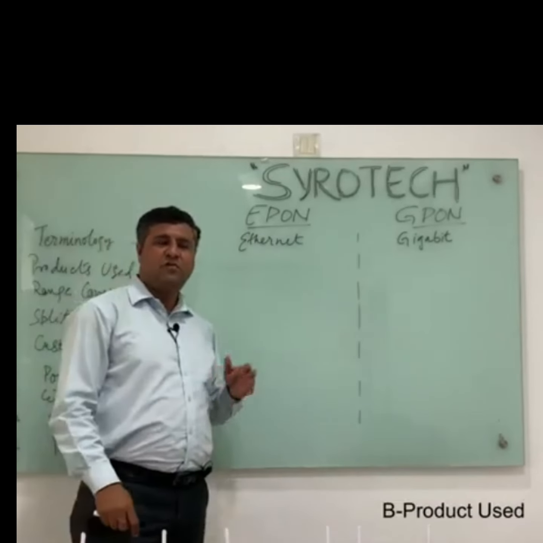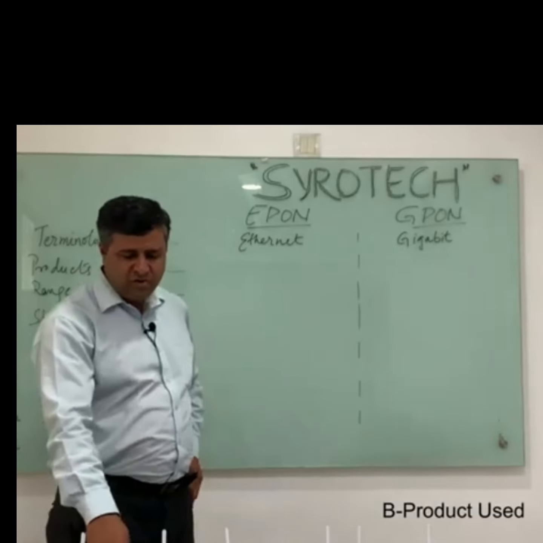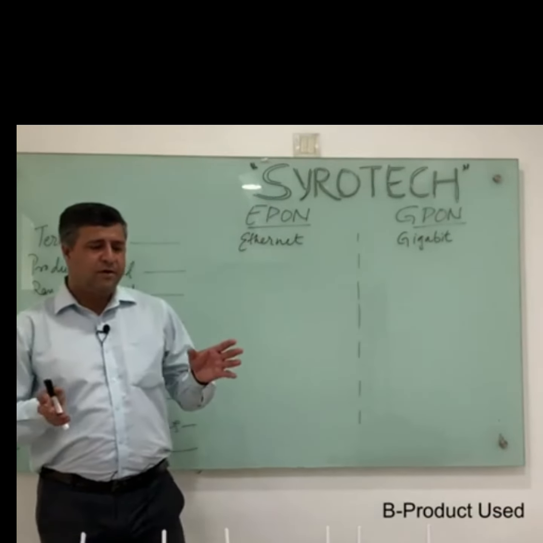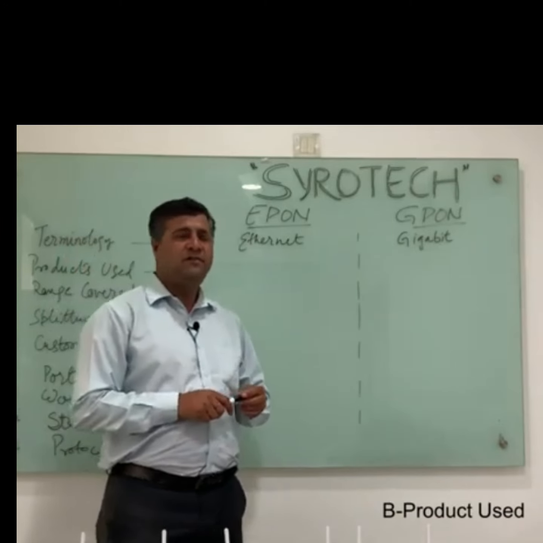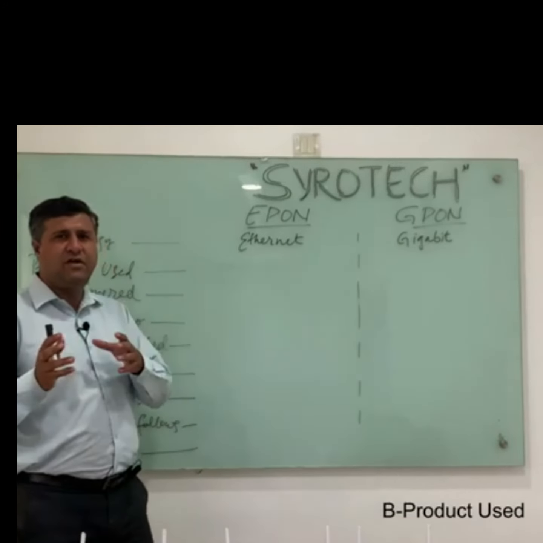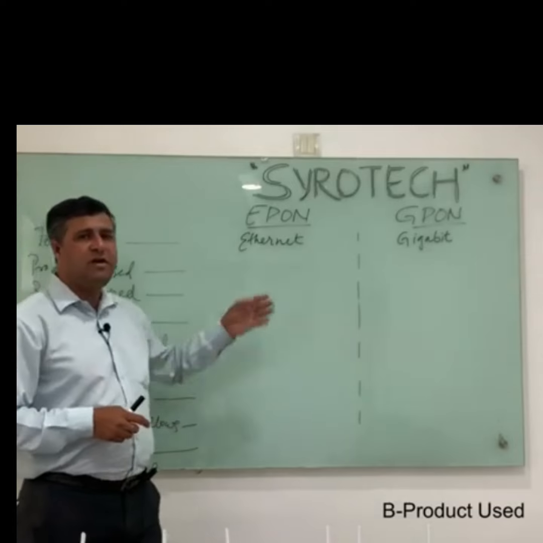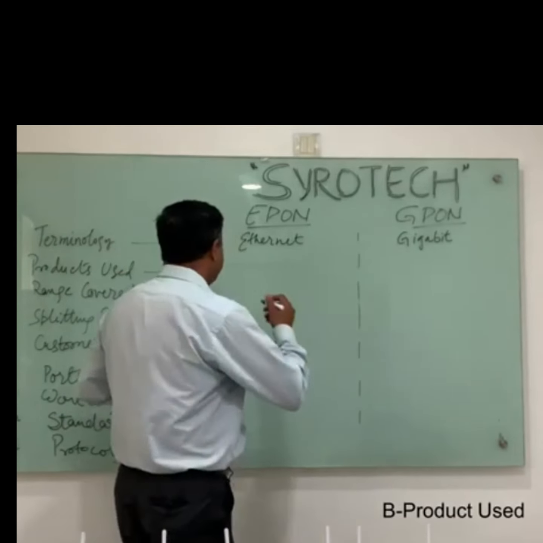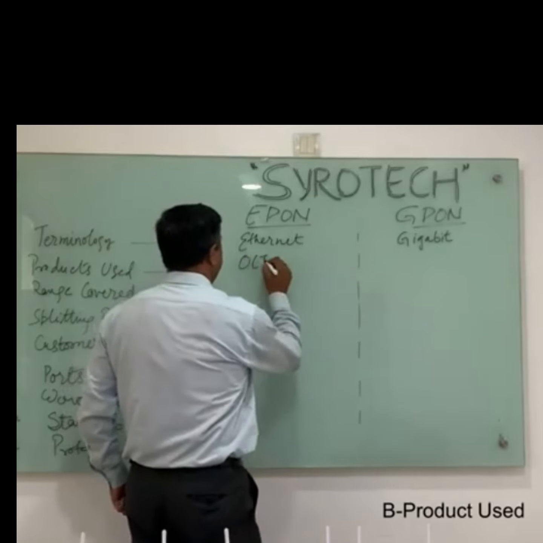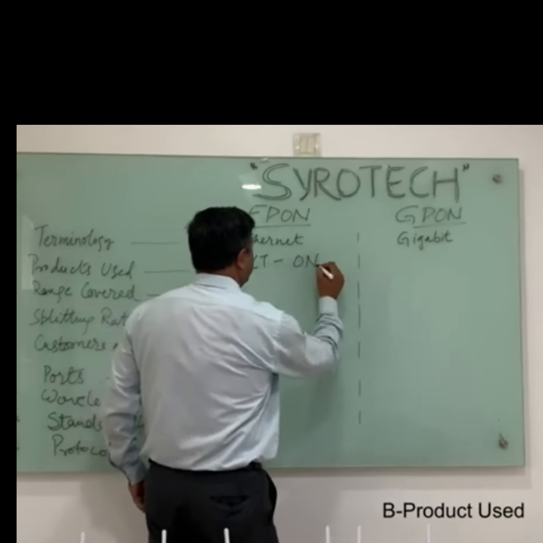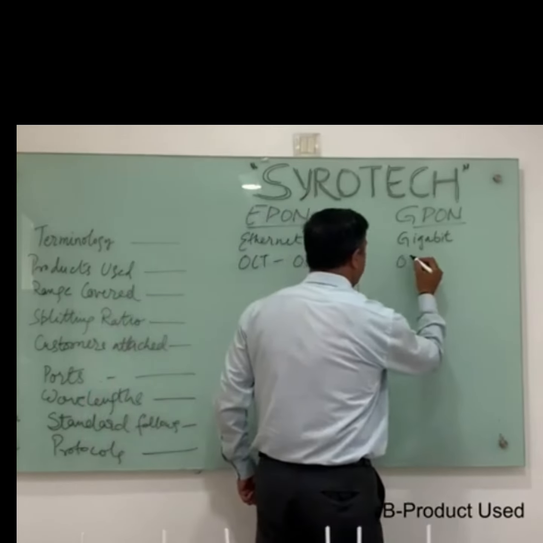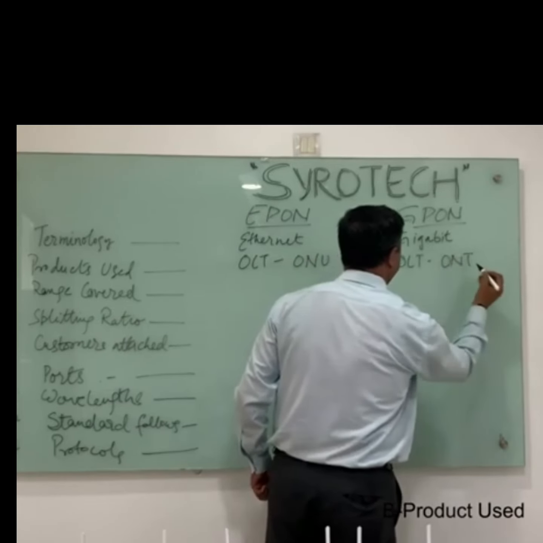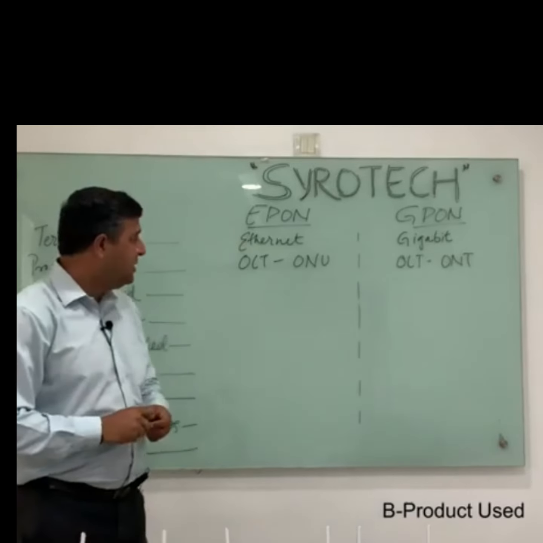The next thing is the product. Which products are used in EPON and GEPON? As I told you just now, the OLTs are the same, but the ONU part is different. We call it by different names. In EPON we call it ONU, whereas in GEPON we call it ONT. That is the only difference. Here we call it ONU, and here, with the GEPON OLT, we use the ONT, optical network terminal.